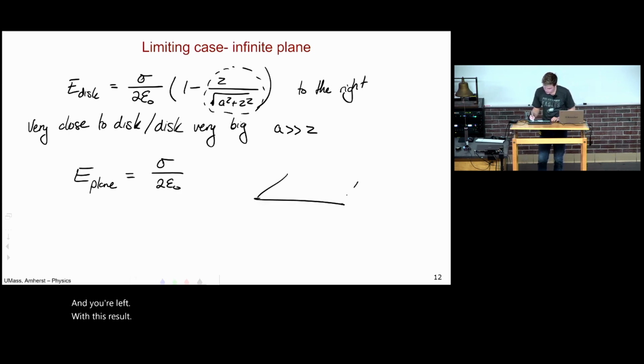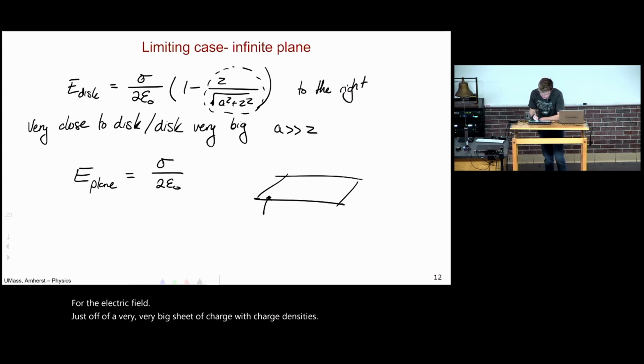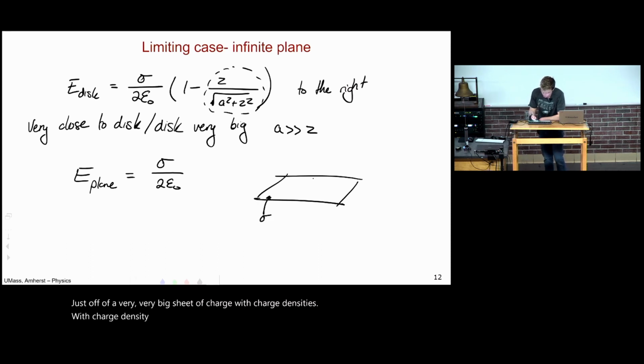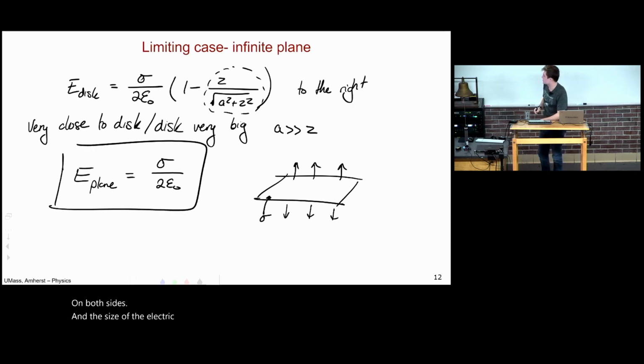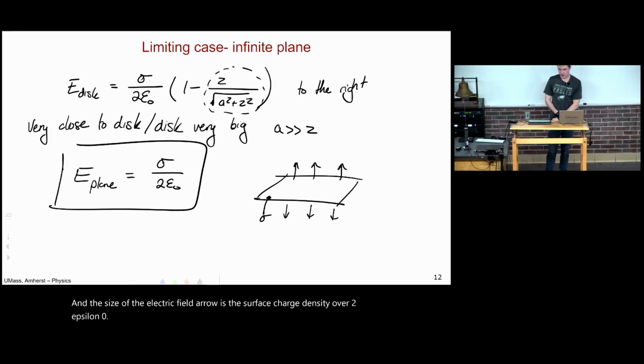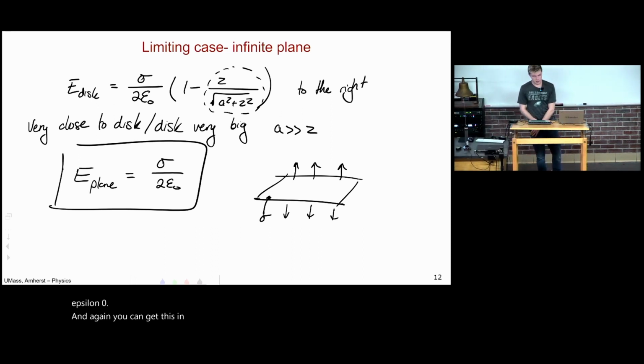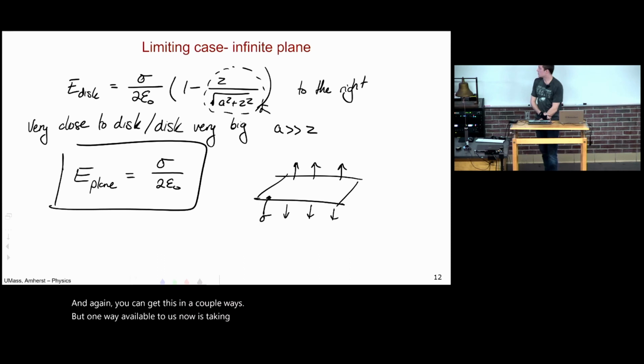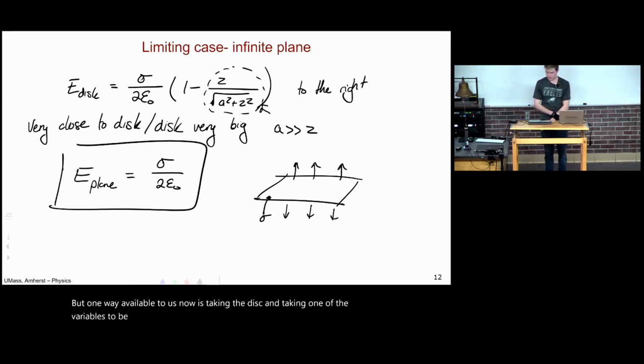For the electric field, just off of a very, very, very big sheet of charge with charge density sigma. Okay, the electric field points away from the sheet on both sides. And the size of the electric field arrow is the surface charge density over 2 epsilon 0. And again, you can get this in a couple ways. But one way available to us now is taking the disk and taking one of the variables to be really, really big. This is a formula you'll use quite a lot.